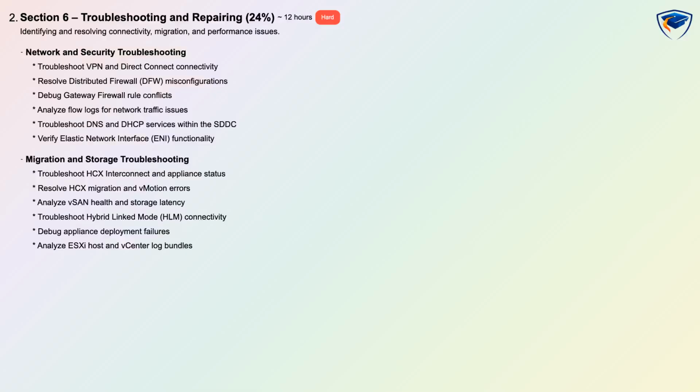It also covers migration and storage troubleshooting where you will troubleshoot HCX interconnect and appliance status, resolve HCX migration and vMotion errors, analyze vSAN health and storage latency, troubleshoot hybrid linked mode connectivity, debug appliance deployment failures, and analyze ESXi host and vCenter log bundles for root cause. Expect scenario-driven lab work that mirrors real incidents and requires both diagnostic procedures and corrective actions.